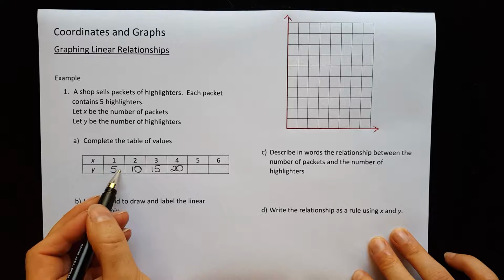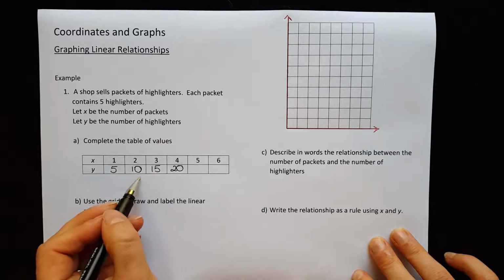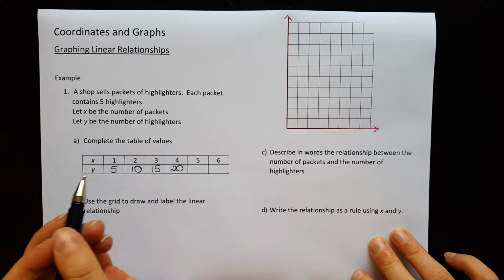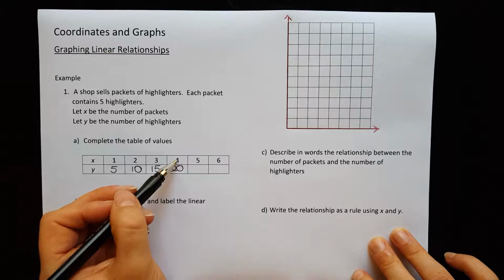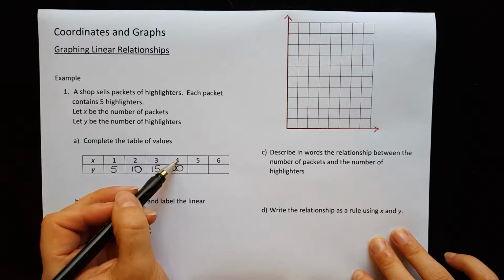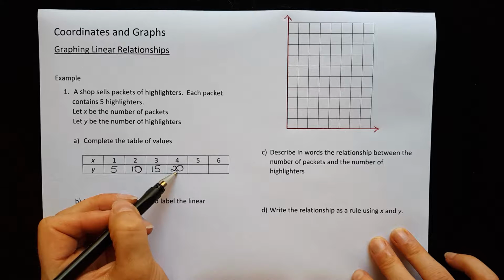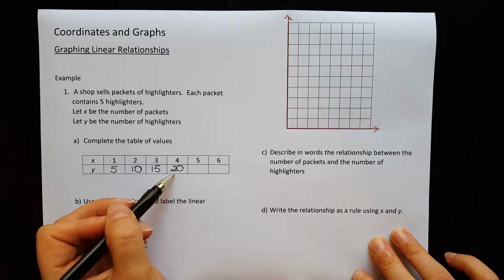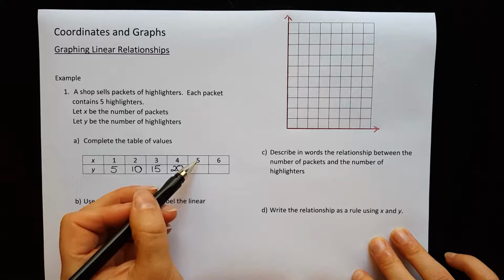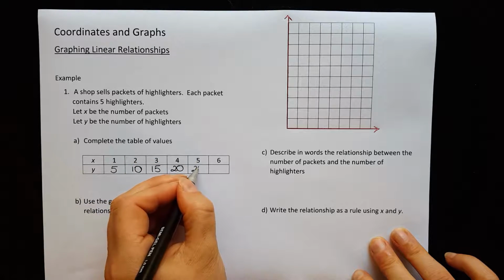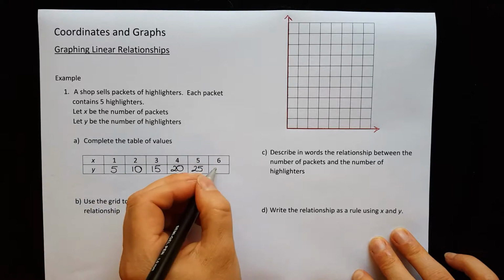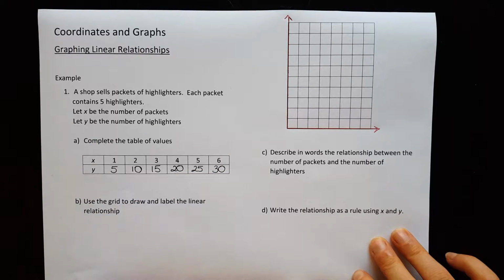So if you look at this, there's a pattern coming here. Each time I'm adding on 5 or I'm multiplying the number of packets by 5 to get the number of highlighters. So 4 times 5 gives me 20. So 5 times 5 is going to give me 25. And 6 times 5 means that there'll be 30 highlighters.